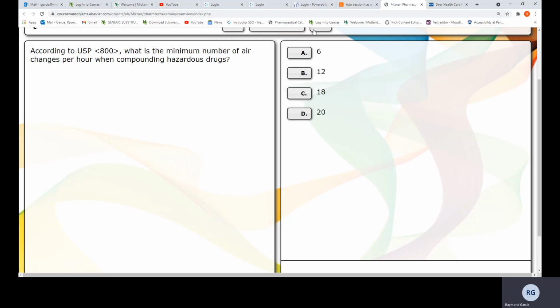Next one. According to USP 800, what is the minimum number of air changes per hour when compounding hazardous drugs? Again, you wouldn't know this unless you work in a hospital pharmacy or a pharmacy that deals with compounding chemotherapy drugs.